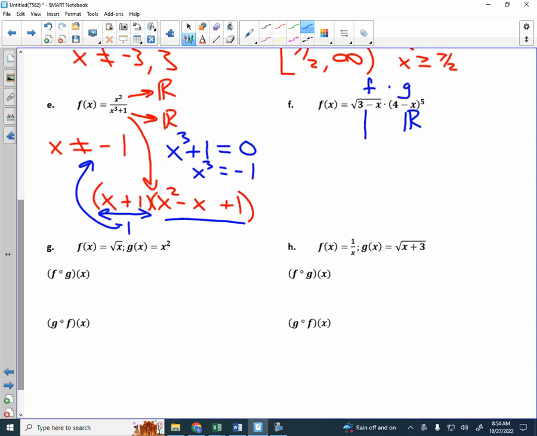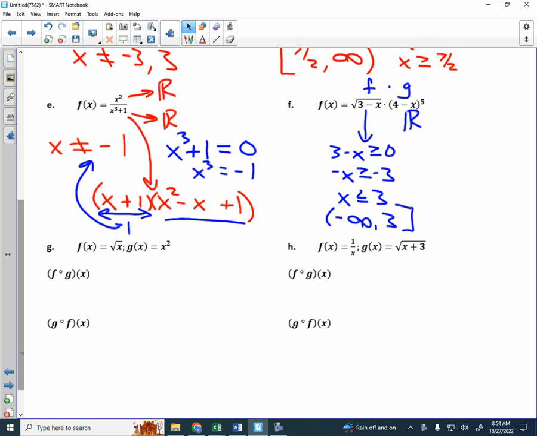Is the domain of the square root of 3 minus x all real numbers? No. 3 minus x must be greater than or equal to 0. Negative x is greater than or equal to negative 3. X is less than or equal to 3. So I've got negative infinity to 3. And obviously the overlap between all real numbers and negative infinity to 3 is negative infinity to 3.